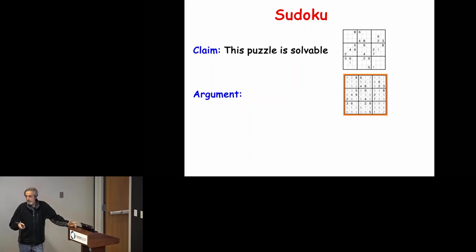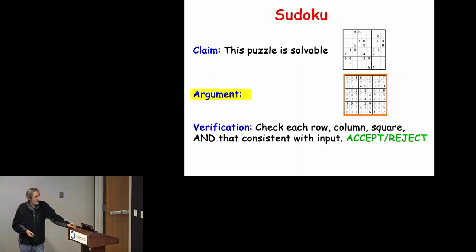An argument will be just filling it up with the missing numbers. Verification, of course, is very simple. You just check the Sudoku rules. So that's very efficient. It's just pattern matching, really.